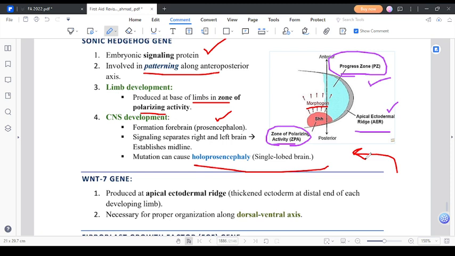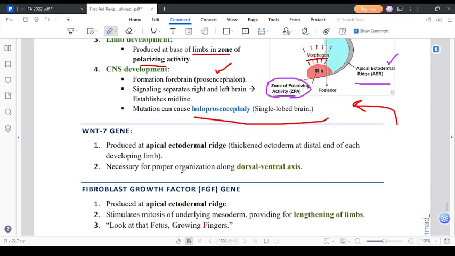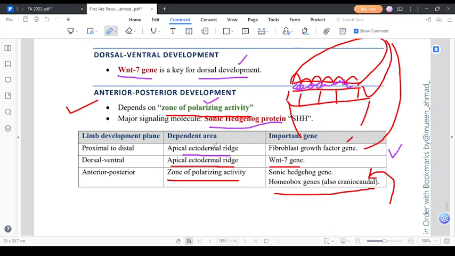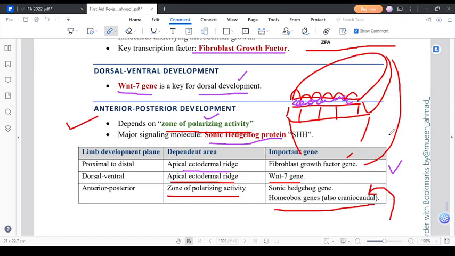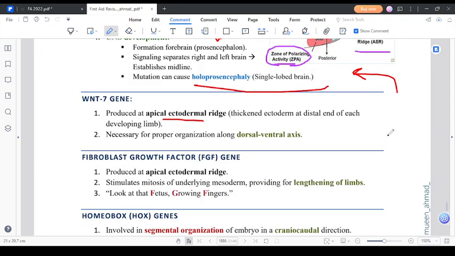Okay, then we have the WNT7 gene. It is produced at the apical ectodermal ridge, a thickened ectoderm at the distal end of each developing limb. So what is the apical ectodermal ridge? As you can see, the purple one in the picture is going to produce WNT7. The apical ectodermal ridge is actually a thickened ectoderm at the distal end of each developing limb, necessary for the proper organization along the dorsal ventral axis.